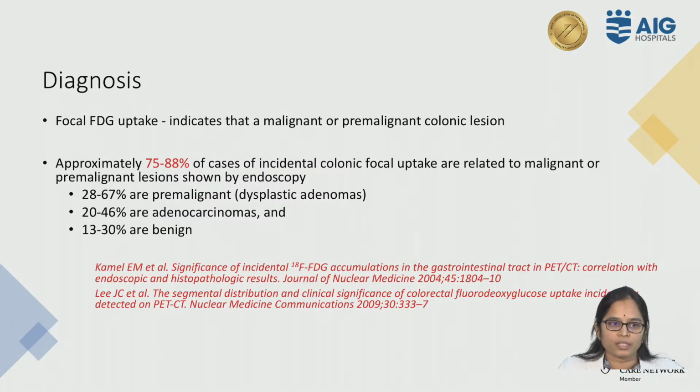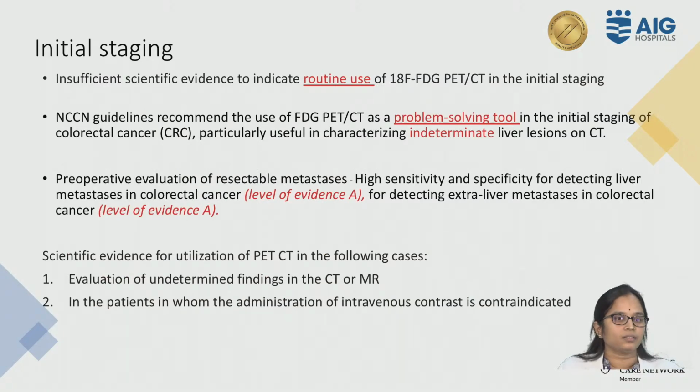Next, coming on to the initial staging. In initial staging, there is no routine use of F18 FDG. Only anatomical imaging like CT or MR is quite useful for initial staging. Then where does the role of FDG come in? FDG comes only as a problem-solving tool, especially in the case of indeterminate liver lesions on CT, or whenever there is a preoperative evaluation of resectable metastasis, whether liver or extrahepatic. If it is resectable, then it is better to do PET CT because it has high sensitivity and specificity.